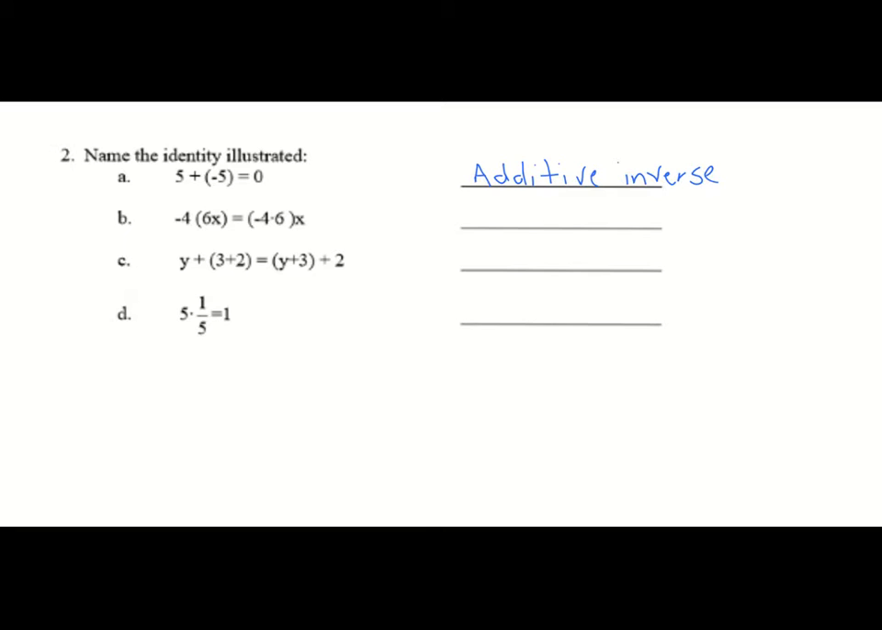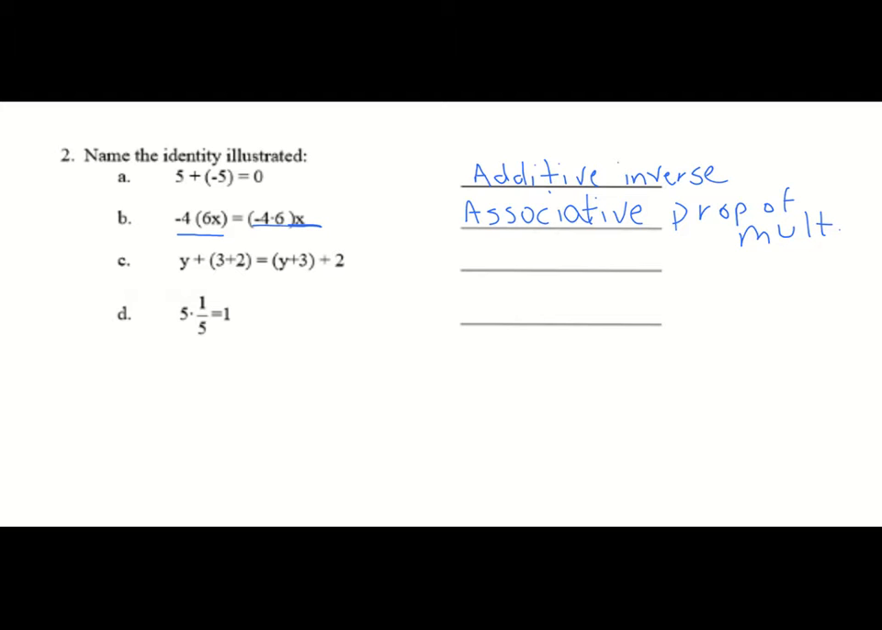Okay, for B, we have multiplication here, and we have -4 times 6x, and then here -4 times 6 times x. Notice the order of the letters and the numbers don't change, but the grouping does. So that's going to be your associative property. Hold on, let me erase that. We'll say associative property of multiplication.